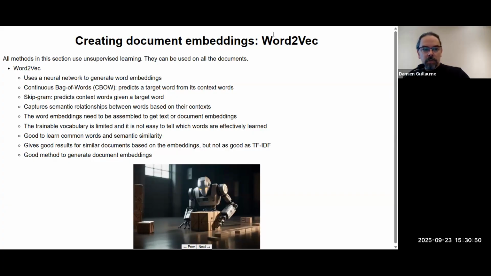It does a good job at learning common words and semantic similarity. We've got these vectors, so we can just look for similar vectors to look for similar documents right away. And it gives good results if we do that, but not quite as good as the TF-IDF method. However, it's a pretty good method to generate document embeddings. So once we've done that, we've got our embeddings for all the documents.